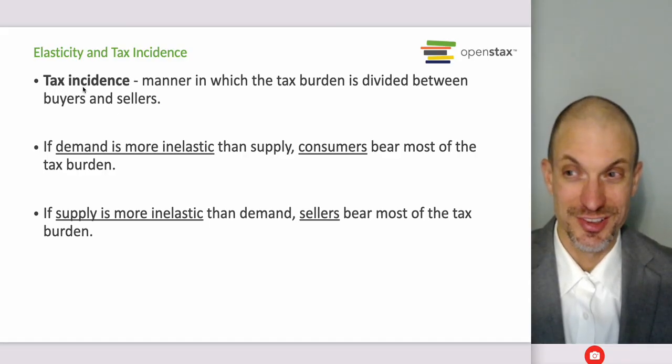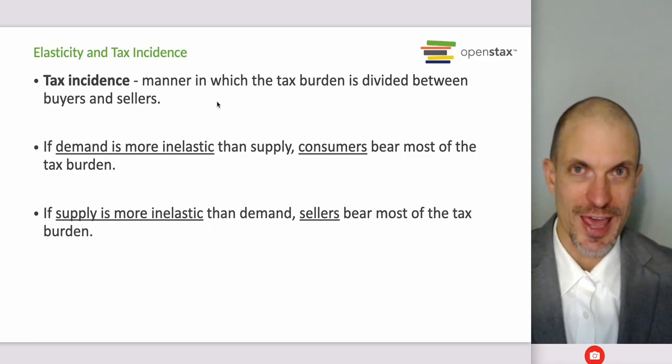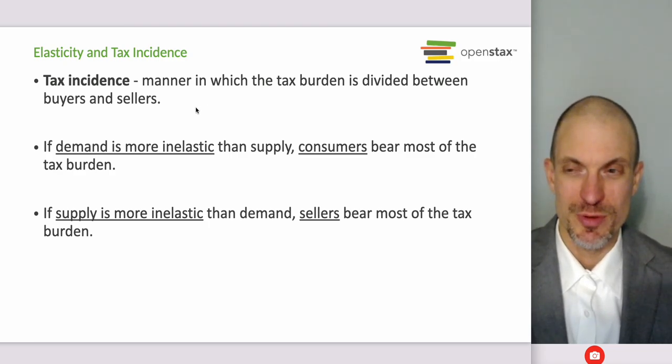Okay, we'll talk a little bit about tax incidence, although we haven't really talked about how a per unit tax is applied. If you're curious, you can look at my Substack where I introduce how we model a per unit tax. Tax incidence refers to how the tax burden is divided between buyers and sellers. So if demand is more inelastic, consumers bear more of the tax burden.